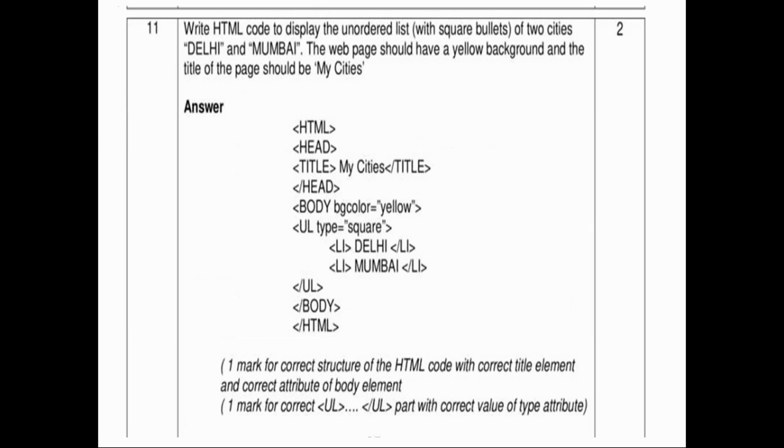Next question. Question number 11. Write HTML code to display the unordered list with square bullets of 2 cities, Delhi and Mumbai. The web page should have a yellow background and the title of page should be My Cities. So we have to write HTML code and it should be displayed in unordered list with square bullets. Okay, let's begin.